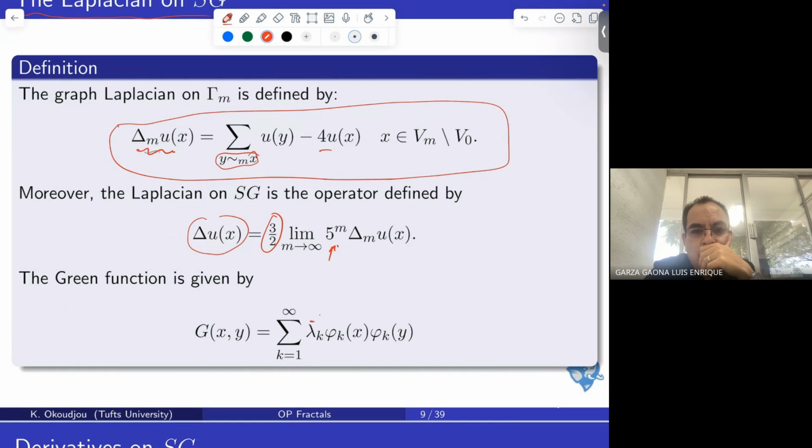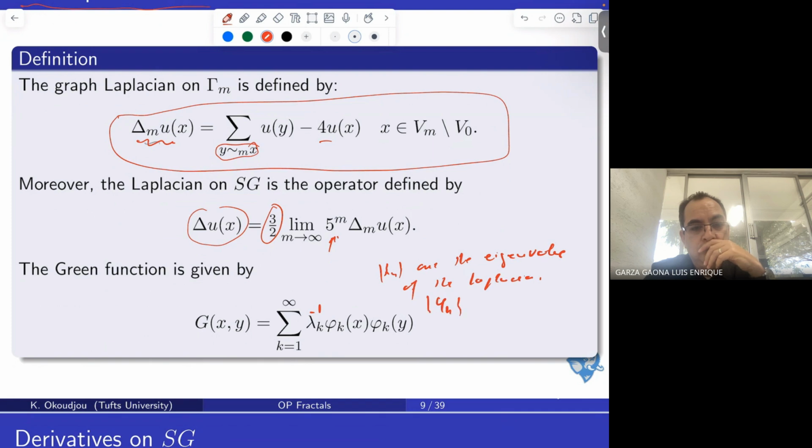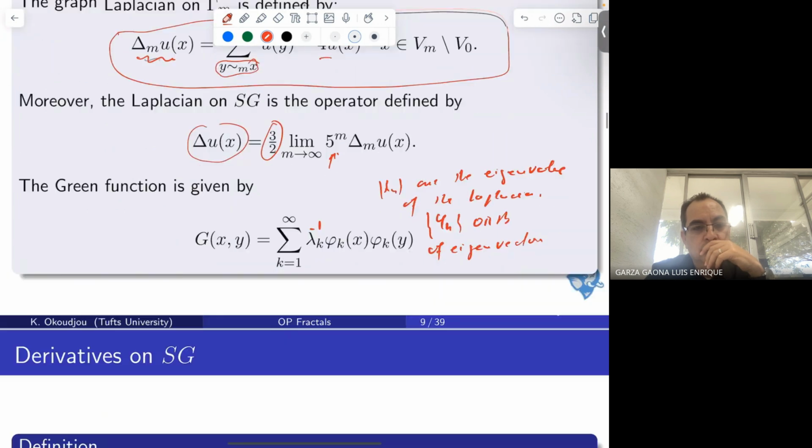Using that, I can write a Green function for this Laplacian, and it's going to be given by the sum of lambda k to the negative 1 phi k of x phi k of y, where lambda k are the eigenvalues of the Laplacian and phi k the corresponding orthonormal basis of eigenvectors. All right, so we have our Laplacian.